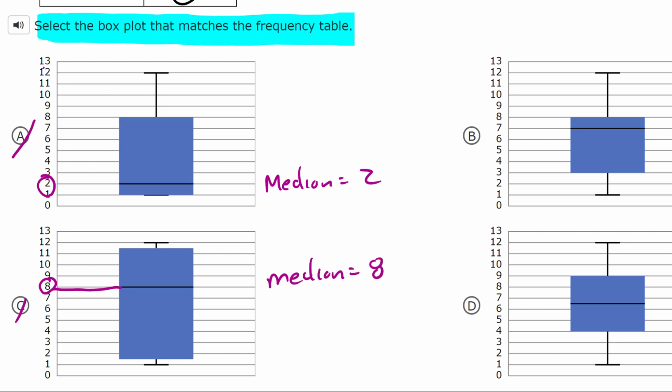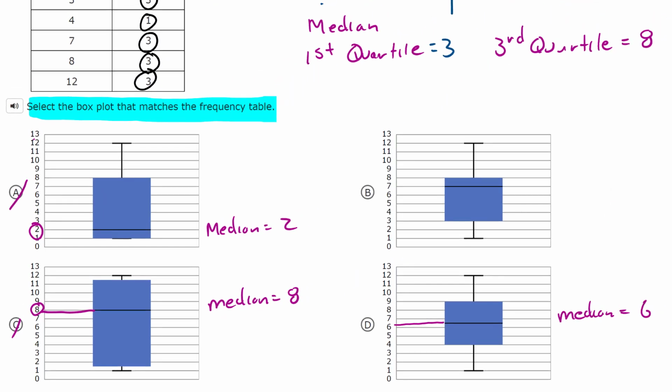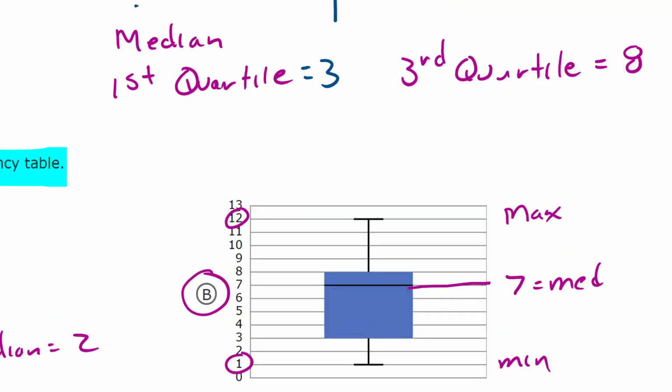We'll come over to D. D, that median right there is 6.5. The median is equal to 6.5. That's going to leave B. Hopefully B is our answer. And sure enough, B is our answer with a median of 7. That's the median. Notice that the maximum here is 12. The minimum here is 1, and that's aligning up with everything we've looked at.